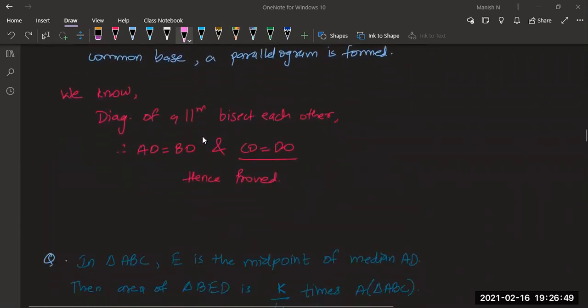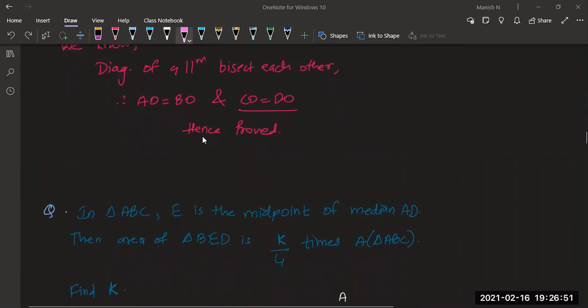Okay, let's try to solve this next question. It says in triangle ABC, E is the midpoint of median AD. So we have understood that there is a bigger triangle ABC. Let's try to draw its sketch. E is the midpoint of the median.